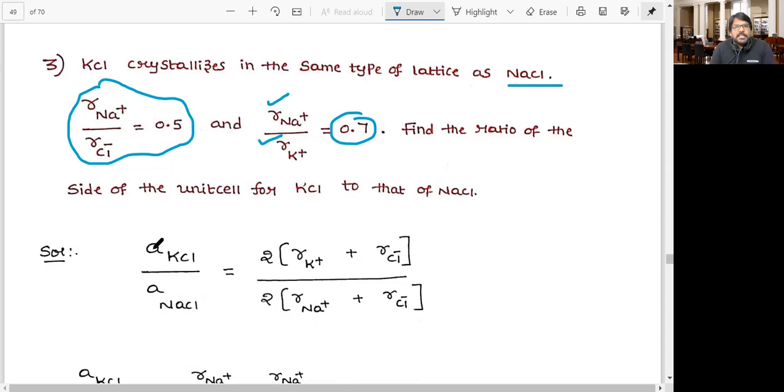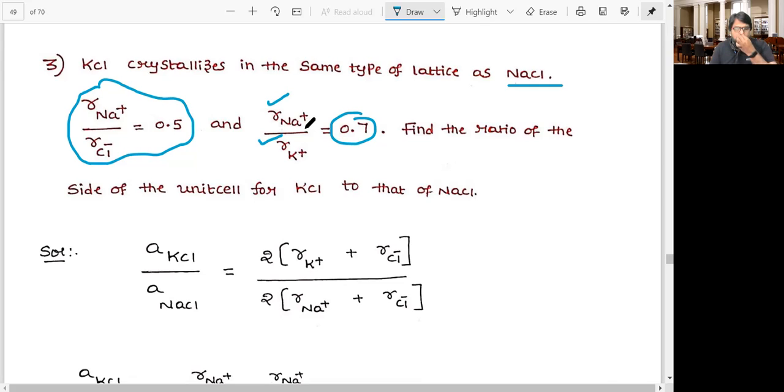And since it is NaCl type of unit cell, edge length is 2 times of radius of cation plus radius of anion. Here also 2 times of radius of Na plus ion plus radius of Cl minus ion, and we have these ratios. And here we have Na plus ion, here also we have Na plus ion. So what I suggest is try to write every radius in terms of Na plus. That is the only way you have to calculate, because in this ratio we have Na plus, in this ratio also we have Na plus.